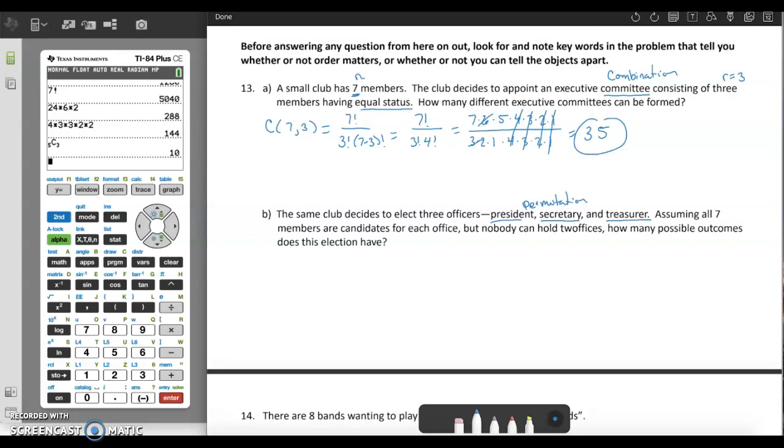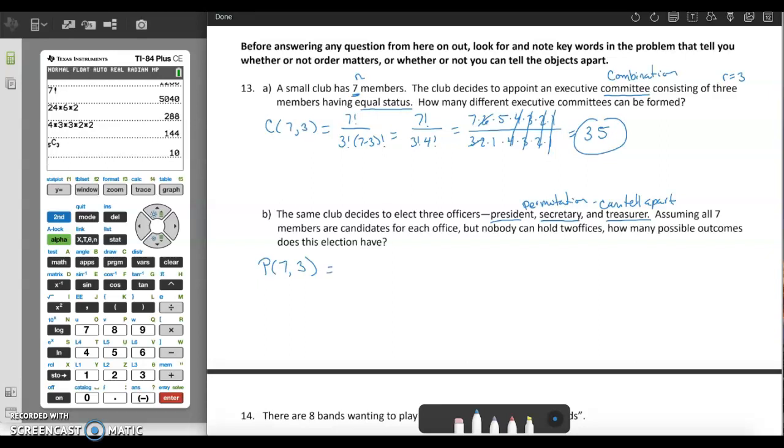right? We can tell them apart now by their different duties and their different titles. So this time we are going to permute. We're going to take 7 of the original members, and we have to elect 3 of them. And what that's saying is, since no one can hold 2 offices, it means we're not having any repeats. So this is not a repeat scenario.